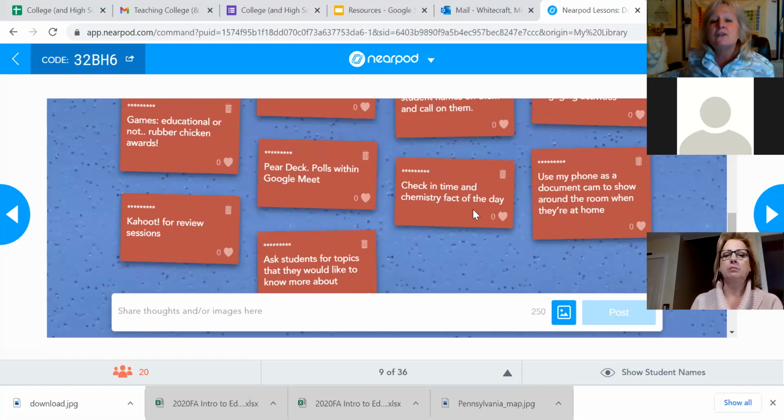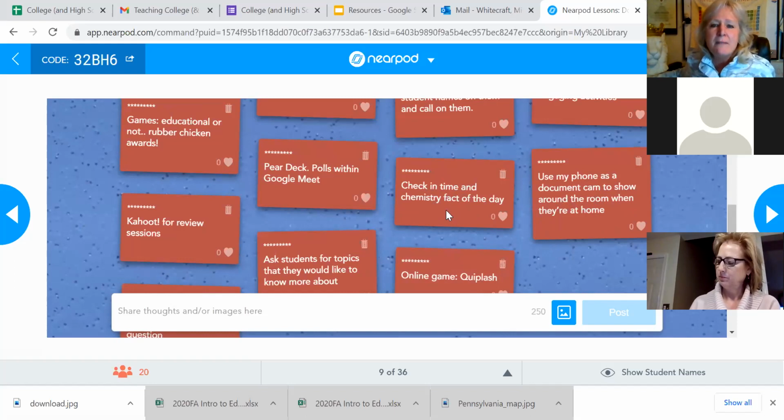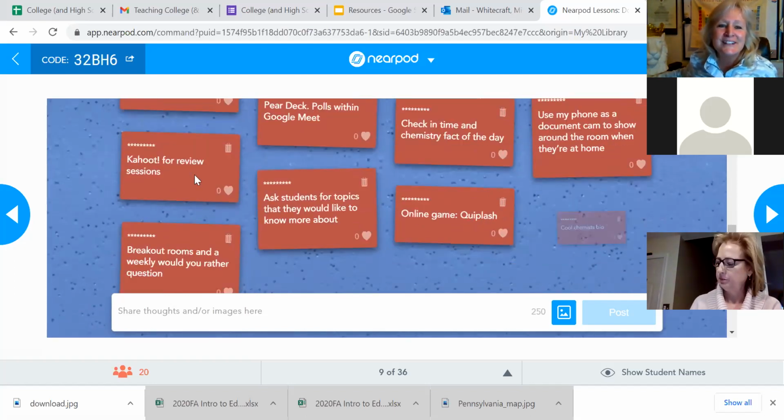Check-in time and chemistry fact of the day. Oh, I love that. As a matter of fact, you could make the students come up with a chemistry fact of the day that interests them. Kahoot, I love Kahoot too. My students told me they were Kahooted out though. I used it so much, but it is a lot of fun.